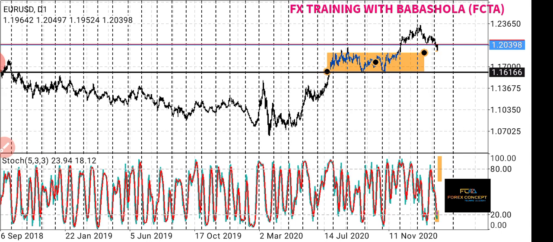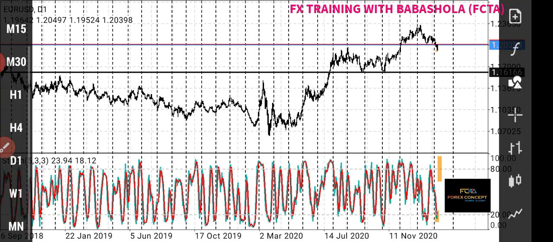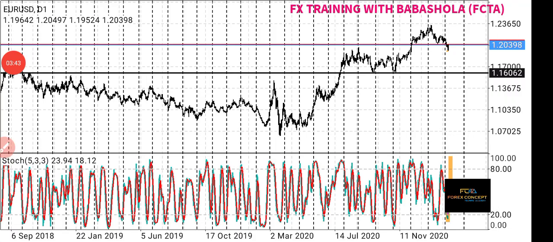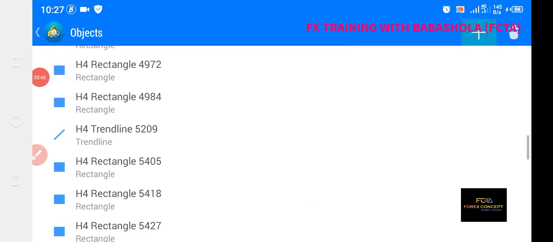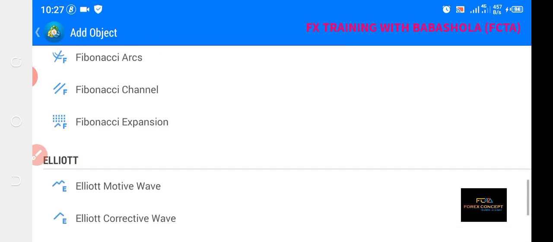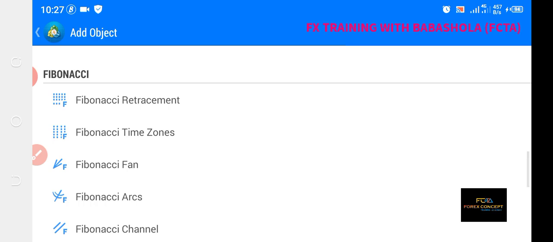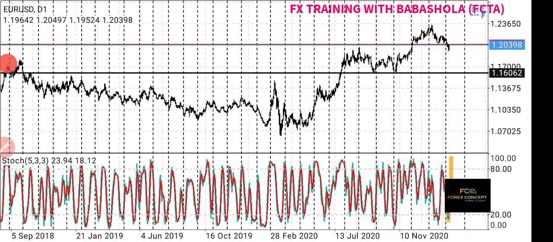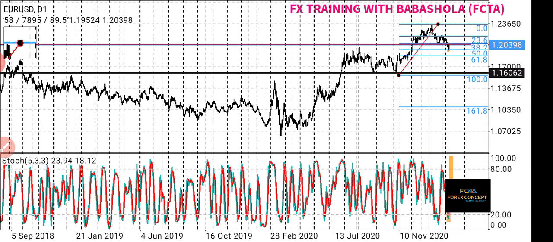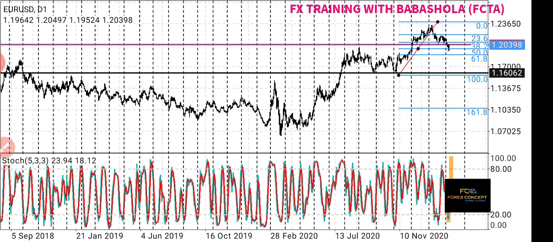So let's use Fibonacci retracement to see how price moved up and how it's going to retrace. We'll pick our Fibonacci retracement here. Then we'll place it from the low to where the price hits before retracing. We get our Fibonacci retracement.